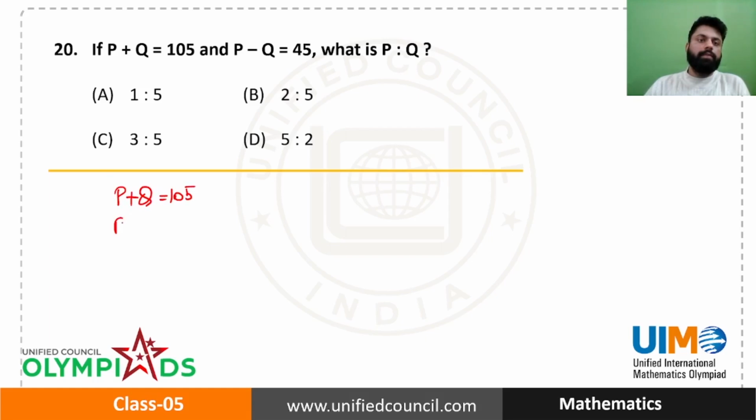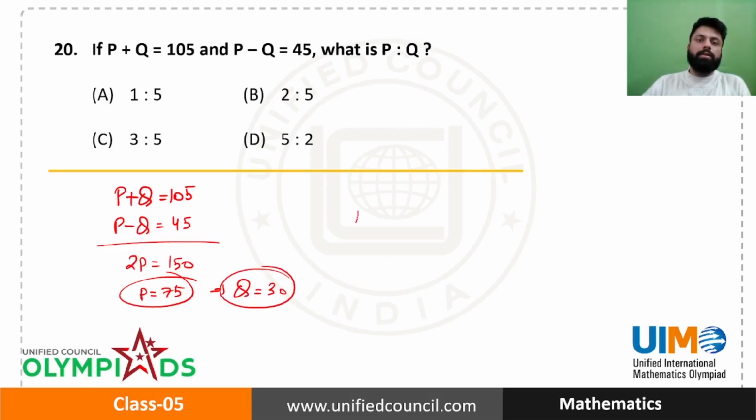If P plus Q is 105, P minus Q is 45, what is the ratio of P to Q? So if we add both of them, 2P is equal to 150 or P is equal to 75. This implies Q is equal to 30. Now P ratio Q is equal to 75 ratio 30. That is equal to 5 ratio 2. D option.